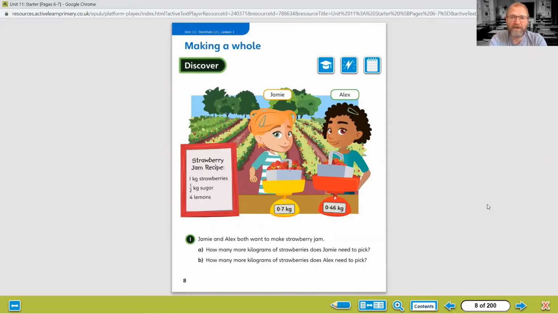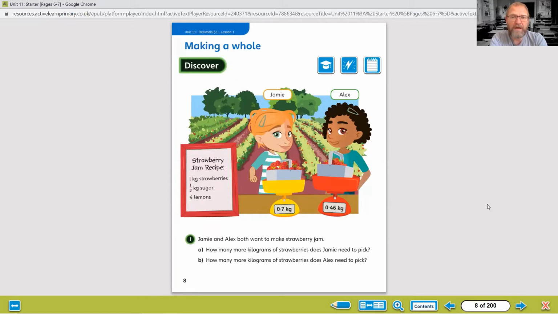Making a whole, and we're going to discover together. You're just going to have a look at these questions to begin with, have a think about these on your own. So we've got Jamie and Alex. There's a strawberry jam recipe, and it says 1 kilogram of strawberries, 1/2 kilogram of sugar, and 4 lemons. Jamie has weighed out 0.7 kilograms of strawberries. Alex has weighed out 0.46 kilograms of strawberries.